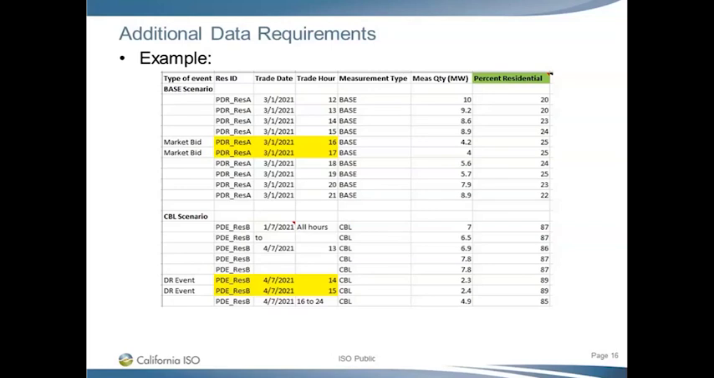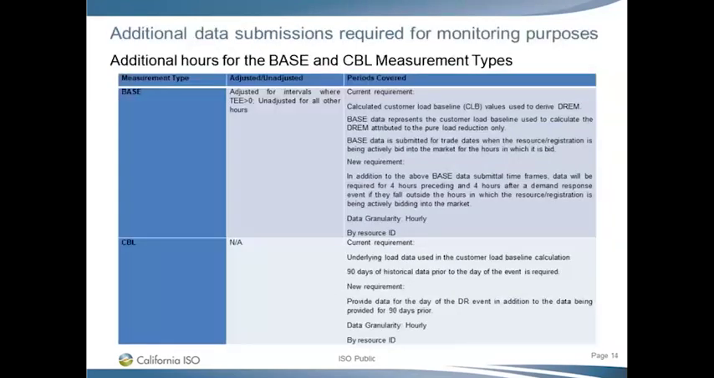You're making me have to think. So, it's specific to the base data, which is the calculated customer load baseline values that are used to derive the energy measurement. And I believe they include the adjustment factor for the award hours and no adjustment factor for the non-award hours. If we could go back a couple slides, I think it might be written out there. So it's the same, adjusted for intervals where there's TEE greater than 0 and unadjusted for all other hours.